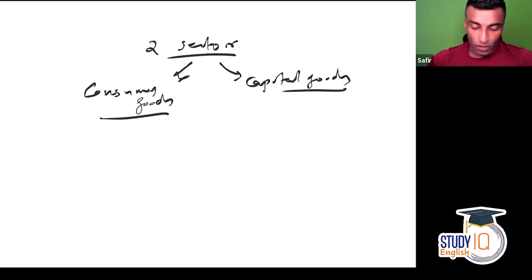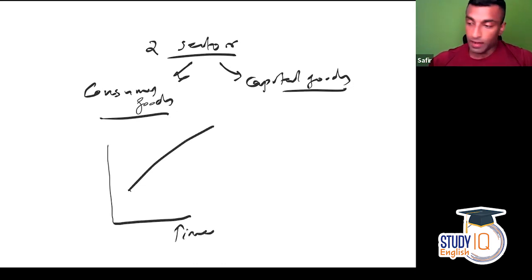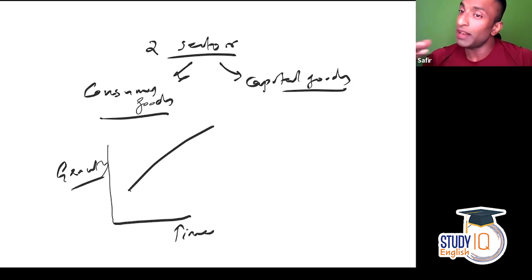Now let me talk about this consumer goods case. How will it perform? It will be faster growth, right? It will grow like this. If you take time on this axis and growth on this side, consumer goods give you faster growth. It is giving you short term. In fact, it is good for the short term. But in the long term, which one is better?